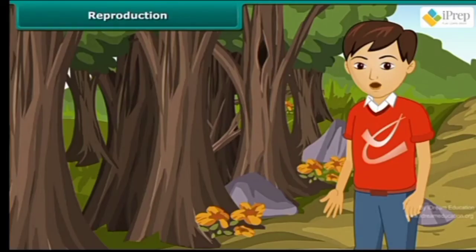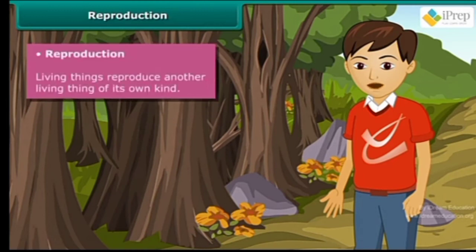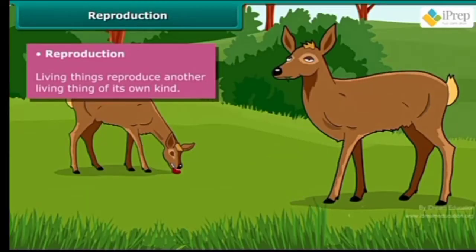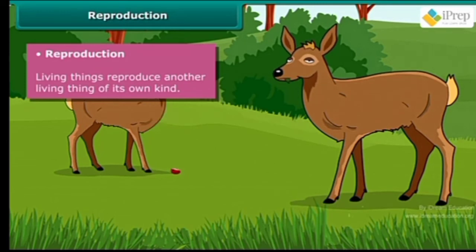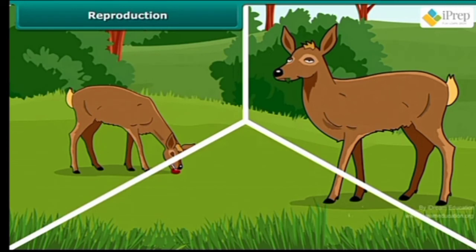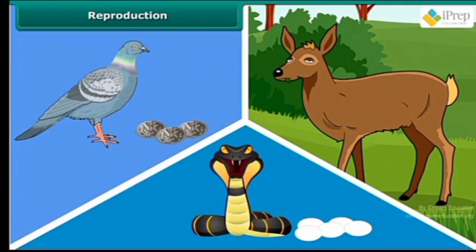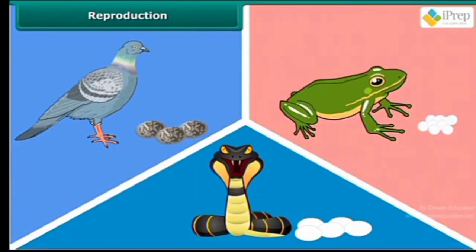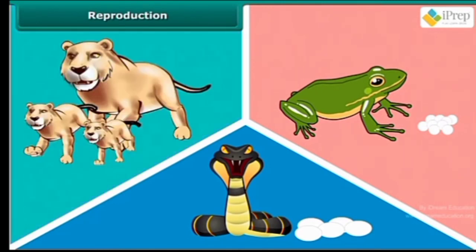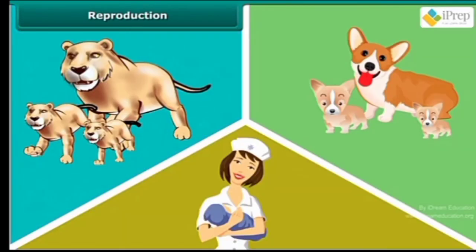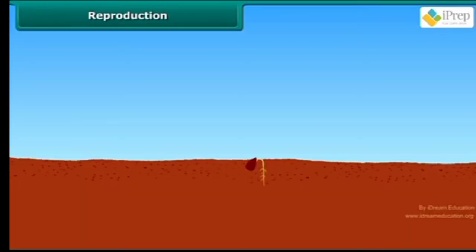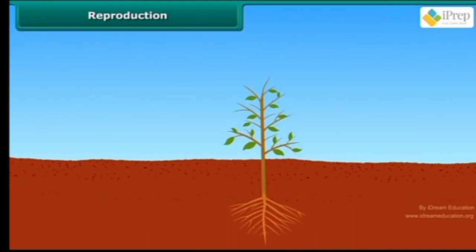An important characteristic of living things is reproduction. All living things have the ability to reproduce another living thing of their own kind. Animals like pigeons, snakes, and frogs lay eggs, while some animals like lion, dog, and human give birth to young ones of their own kind. Plants reproduce through seeds or some other parts of the plants.